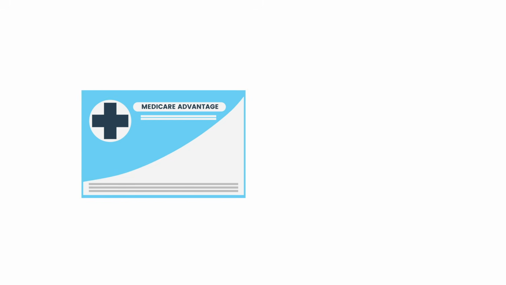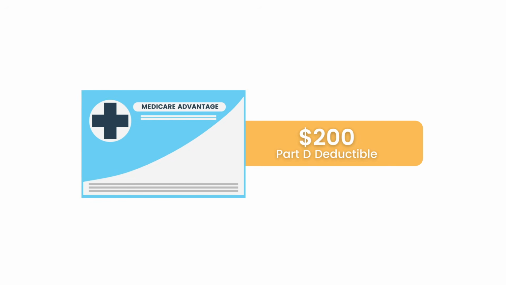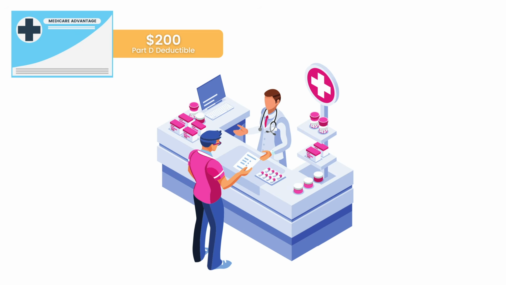Let's say you enroll in a plan with a $200 Part D drug deductible. This means that when you are filling your outpatient prescriptions, you will pay the first $200 in covered out-of-pocket expenses to satisfy that deductible. After that, the plan's coverage kicks in and you'll pay only a copay or coinsurance for each drug, depending on which tier that drug falls into.